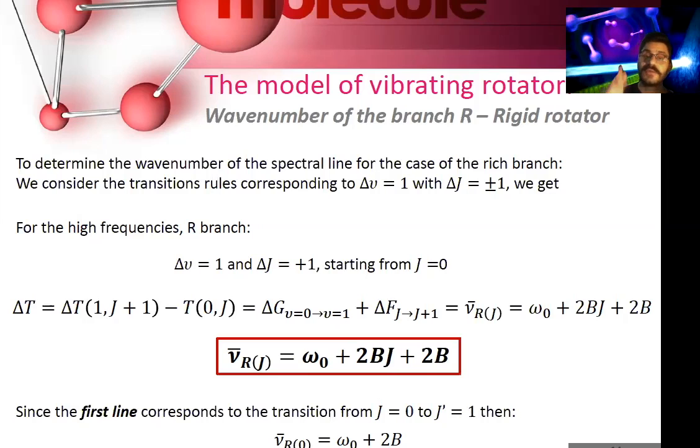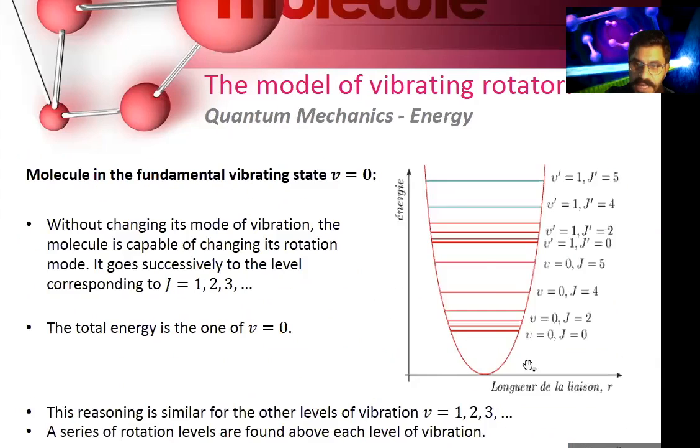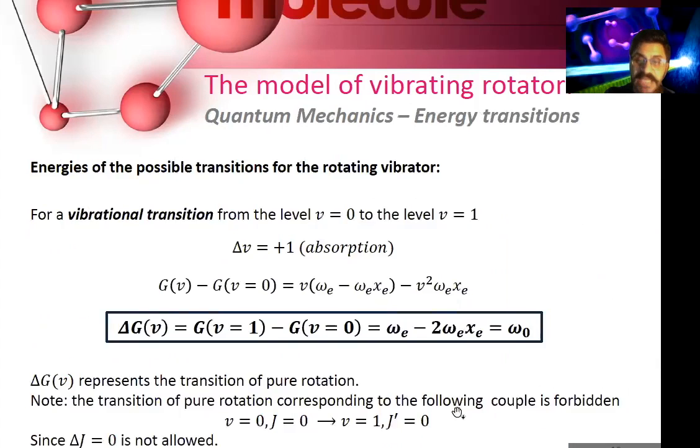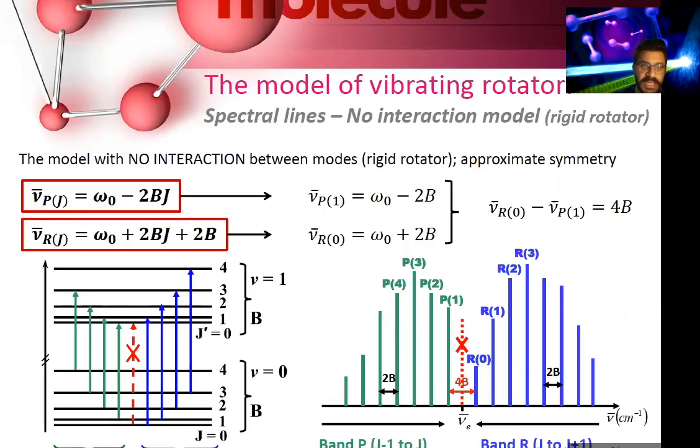But for the very first spectral line in the R band, I will do it again. This line happens for the first allowed transition after the gap, which goes from j equals 0 to j prime equals 1. So I put j equals 0, and I get that the first line of the R band corresponds to omega 0 plus 2b.